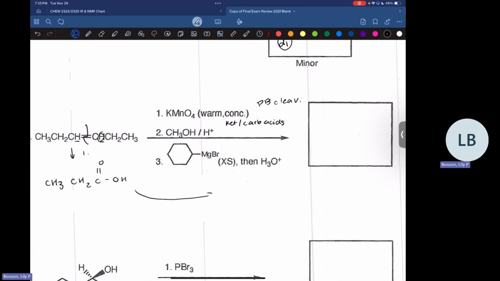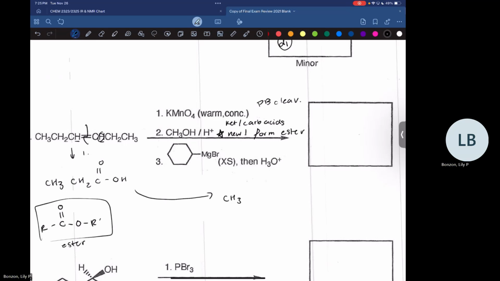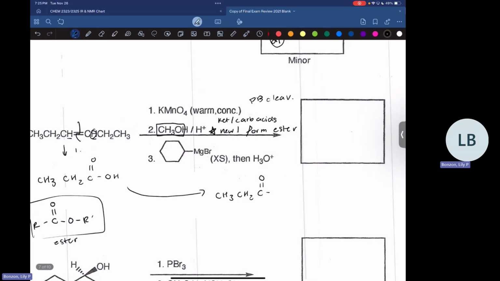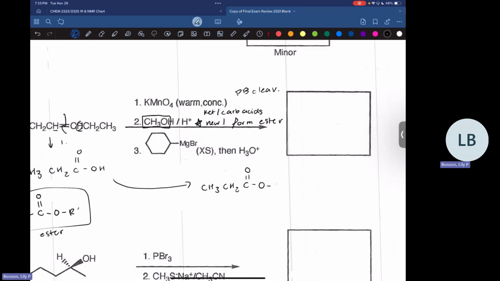Step 2, we have CH3OH and H+. So this one is also new, and this one forms esters. And so esters are going to be whenever we have a C double bond O, an O, and then another carbon. That's what an ester looks like. And so the carbon group that we attach to the right side of that carboxylic acid is going to be whatever the alkyl part is from the alcohol. We had the O, and then in this case, we're going to add a CH3.